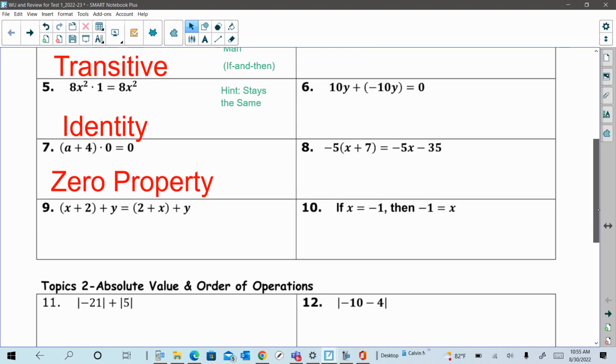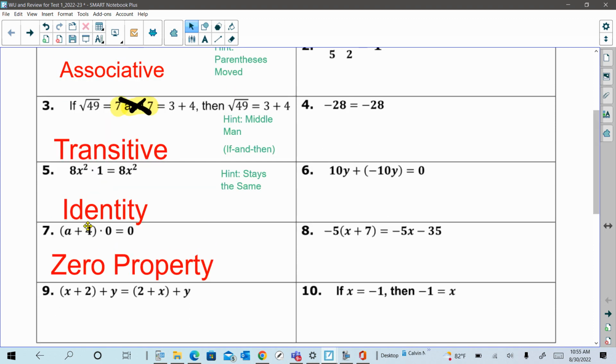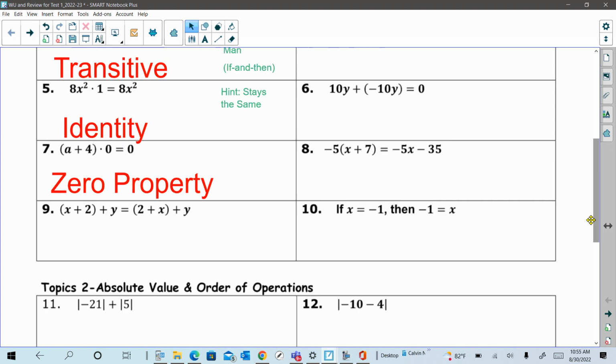And then on 9, if I read it, how it changed is that we switched the order. Here it says x plus 2, but then here it says 2 plus x. Any switching is commutative. If it switches over the equal sign, then it's symmetric. But if it switches within the statement, within the parentheses, within the line, it's commutative.